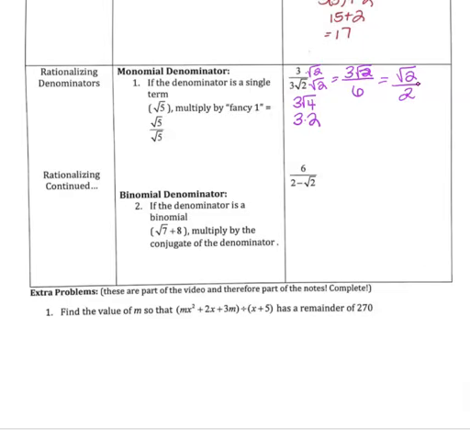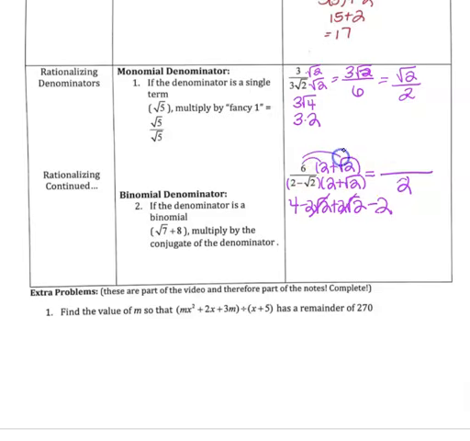Now, if it's a binomial denominator, then we multiply by the conjugate. So the conjugate looks just like the original, but I just changed the sign in between. By doing this, when I FOIL this out, I have 4 minus 2 radical 2 plus 2 radical 2 minus 2, and you'll notice that the outer and inners drop out. That will always be true when you FOIL out conjugates. So this leaves me with 4 minus 2, which is 2. So now the radical is gone.